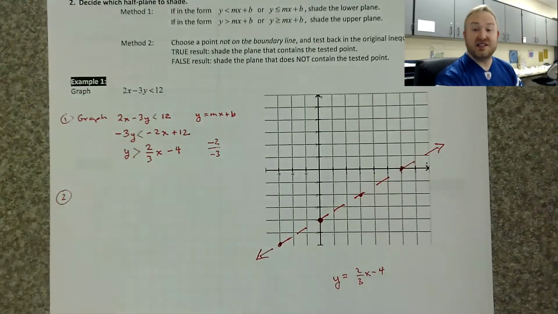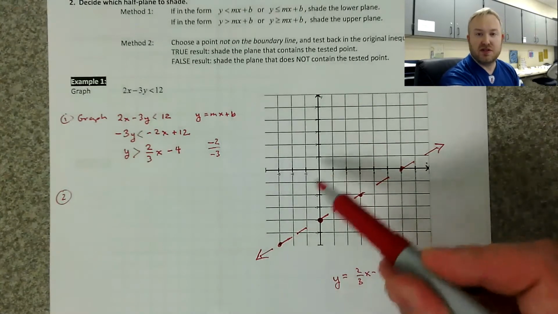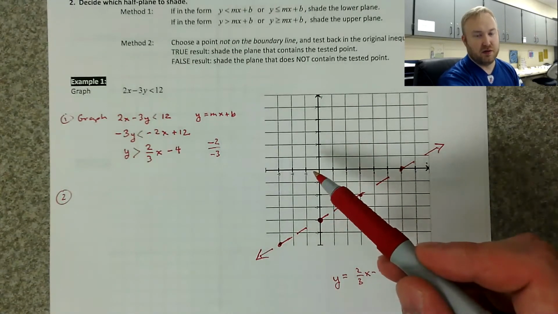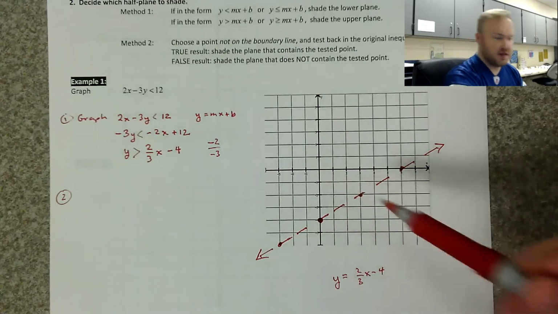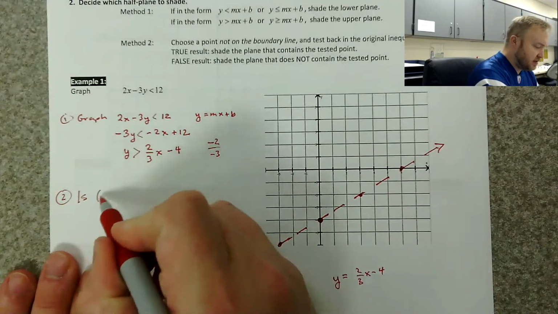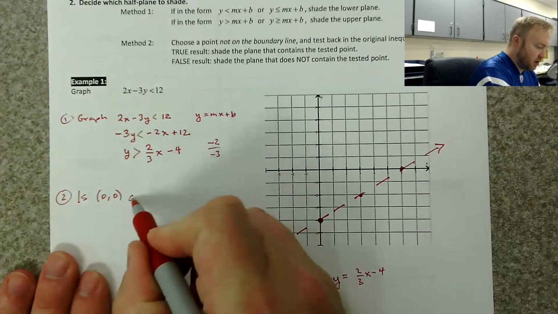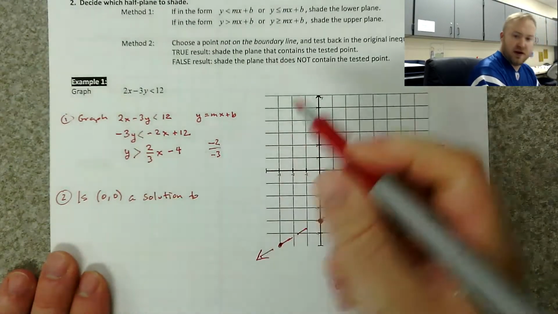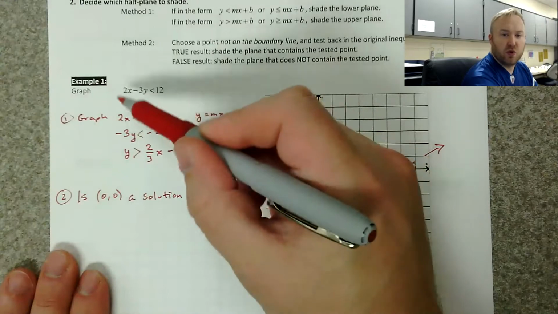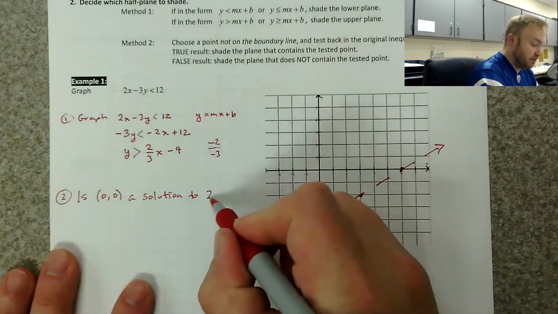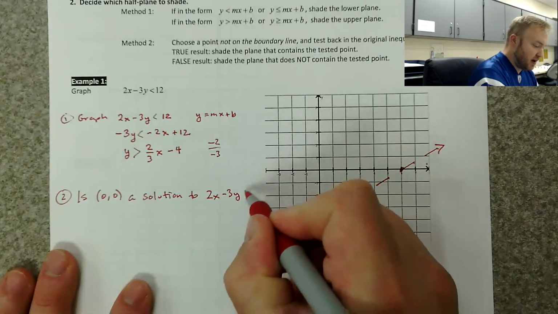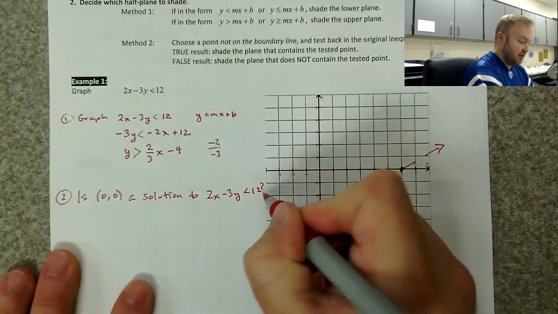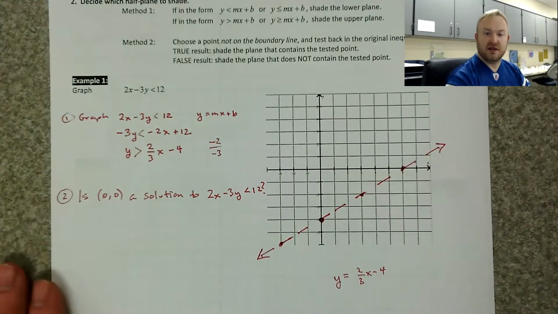So let's pick an easy point. How about 0, 0? You should always check 0, 0 if you can. It's the easiest one. So let's say, is 0, 0 a solution to, and we always want to go back to this original problem, 2x minus 3y is less than 12. So I'm asking that question, is 0, 0 a solution to that?